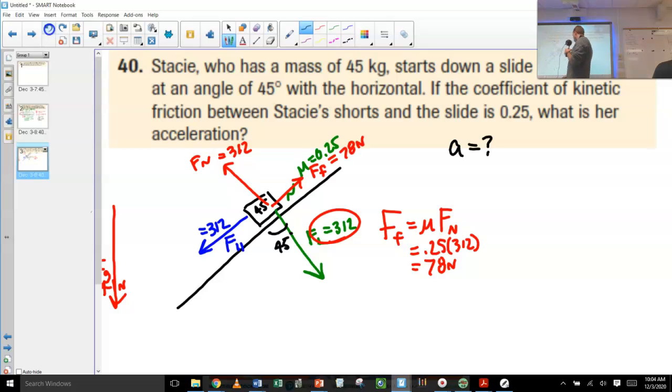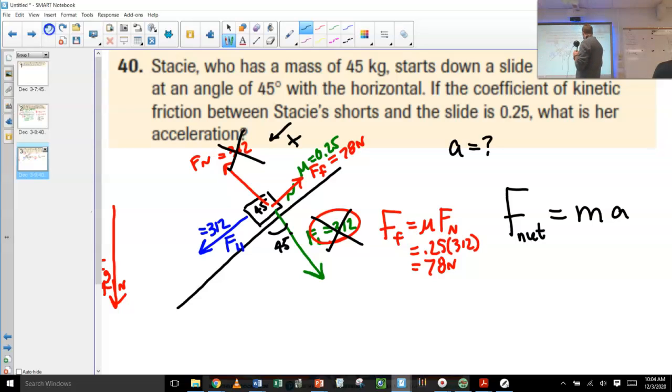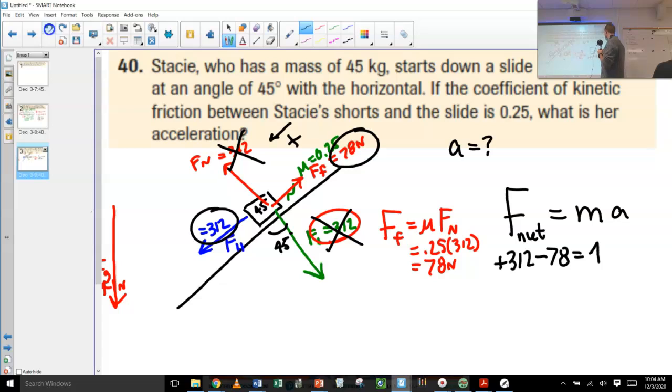Now you can figure out your acceleration from F equals ma. And remember, it's the net force. So it's the sum of all the forces acting on this. This cancels out with that. And then I'll make positive down the hill. So I've got a positive 312 and a negative 78. My mass is 45, and my acceleration is unknown. So 312 minus 78 divided by 45, you end up with an acceleration of 5.2 meters per second squared.